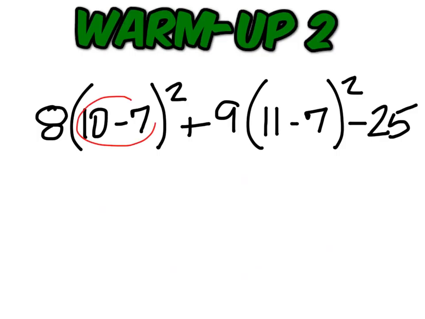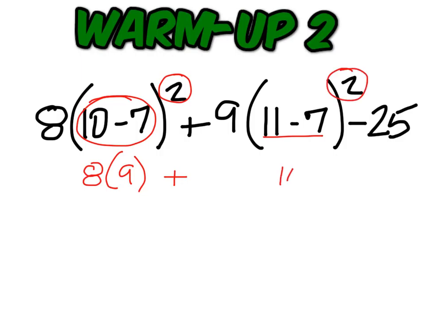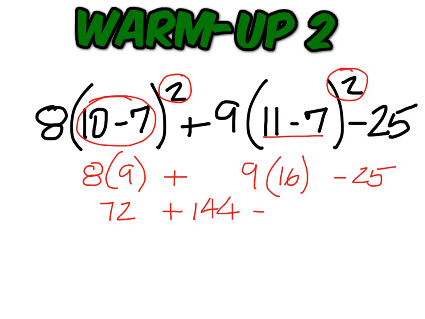You have to do 10 minus 7, so that's 3. 3 squared is 9, so you have 8 times 9. And then over here, 11 minus 7 is 4. Square that to get 16, and then times 9. So you should have 72 plus 144 minus 25. This will be 216 minus 25, which is 191.